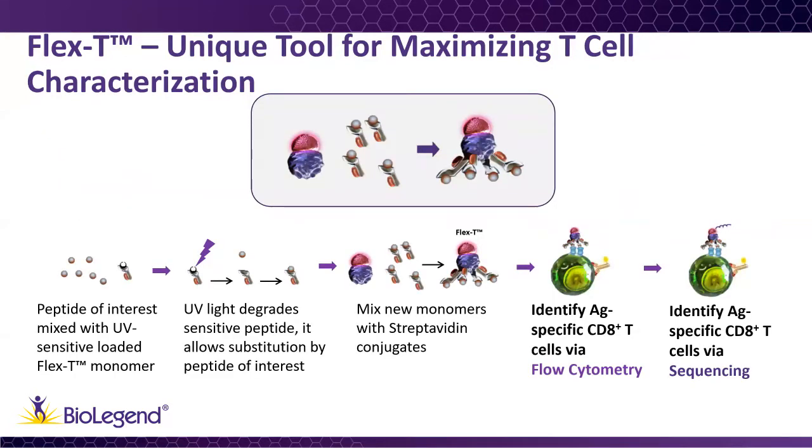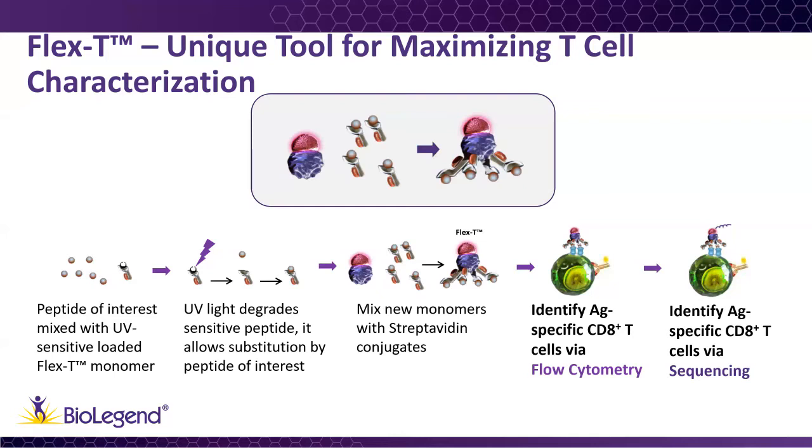Now, BioLegend provides a superior and extremely flexible version of this tool called FlexT that is based on the utilization of ultraviolet light sensitive peptides. The peptide of interest is incubated with the MHC monomer and placed under an ultraviolet light source. The UV light sensitive peptide that has been sitting in the MHC molecule is degraded, allowing the relevant peptide of interest to bind the empty MHC monomer, stabilizing the complex. Tetramers can now be constructed using the MHC monomers loaded with the peptide of interest. This can be repeated multiple times, every time you need a new tetramer, in fact.